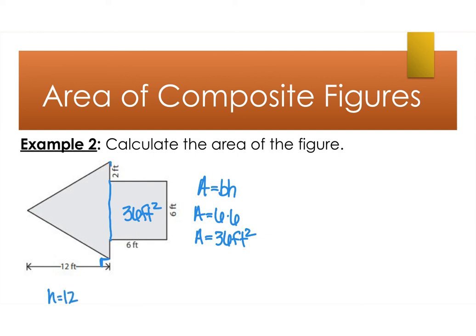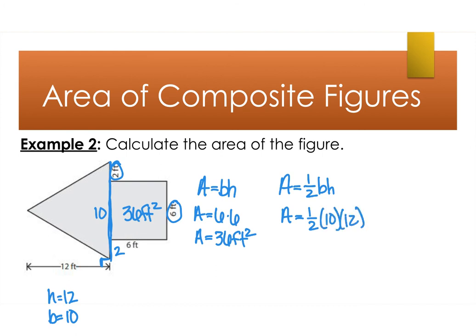And now I have to find my length, or my base. So each one of these sides is 2. The middle there is 6. So 2 plus 6 plus 2 is 10. Area of a triangle is 1/2 base times height. So I have a 10 by 12. It's 1/2 times 10 times 12.